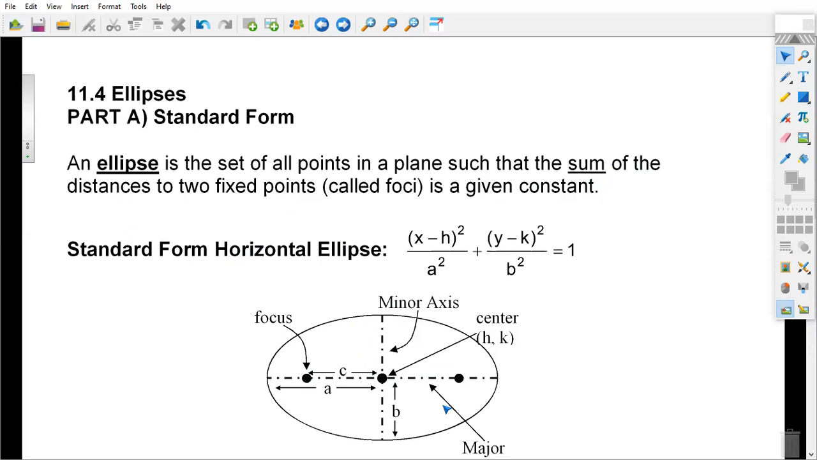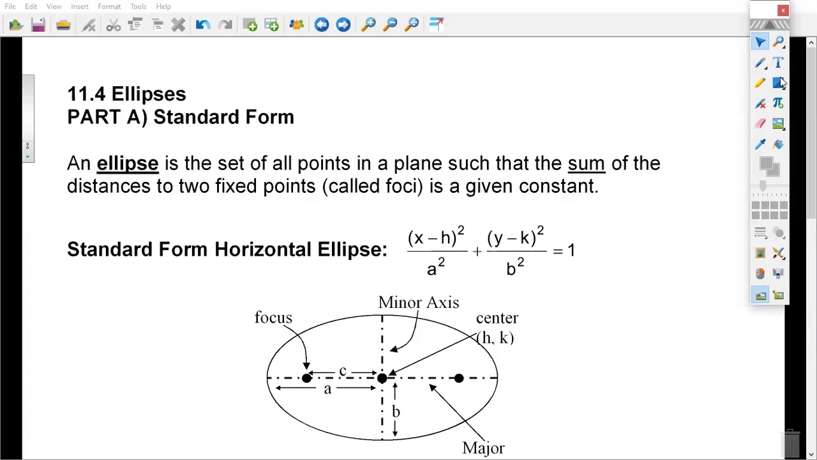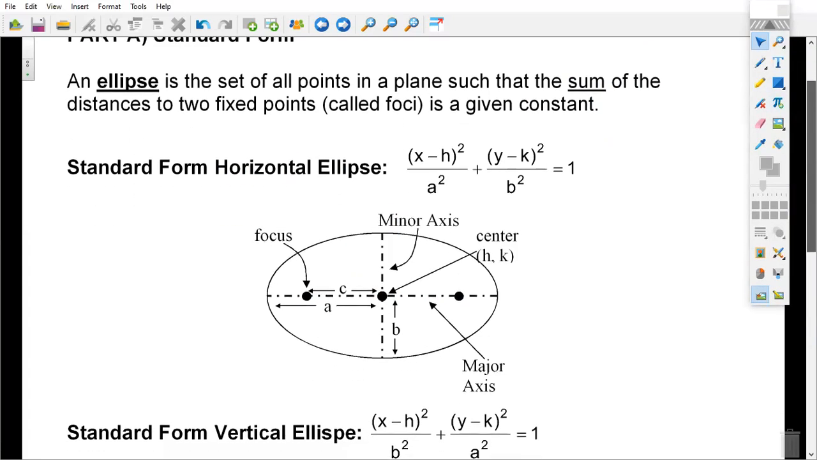Foci means plural for focus. Foci. I have an idea. Okay. So listen and let me finish teaching. Thank you. Great idea. Here we go.